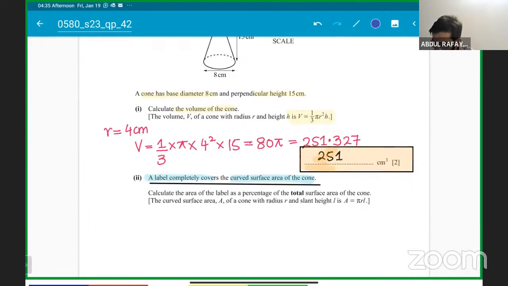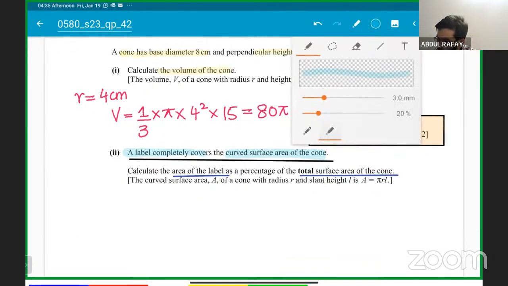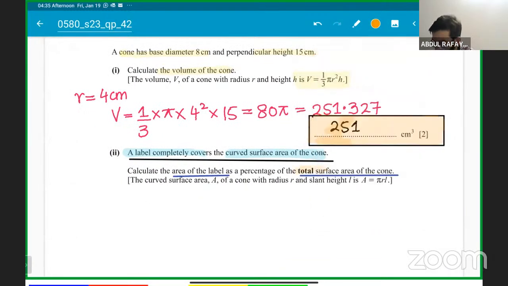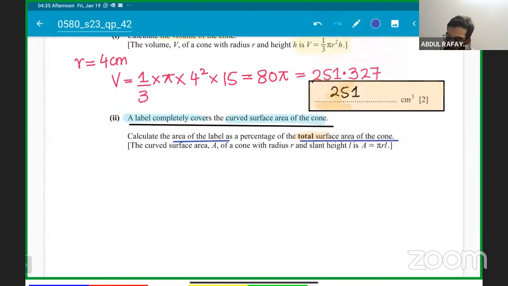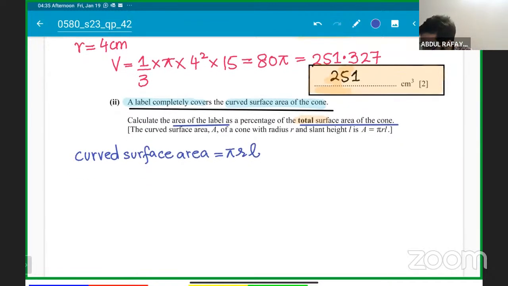In very simple words, they are asking the area of the label divided by the total surface area. Total is already in bold, so make sure we apply the total surface area, not the curved surface area, in the denominator, and then do the percentage, which means multiply by 100. This is not difficult. We just have to find the curved surface area, and you must know the formula. Curved surface area is pi RL, that is pi into radius into the slant height.